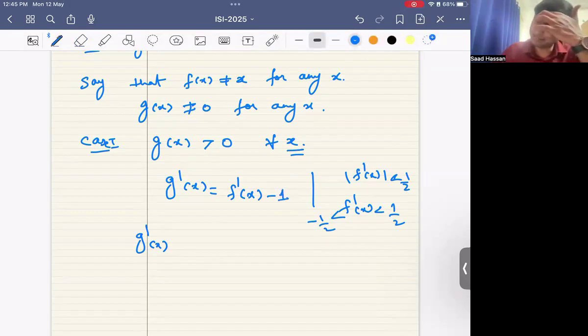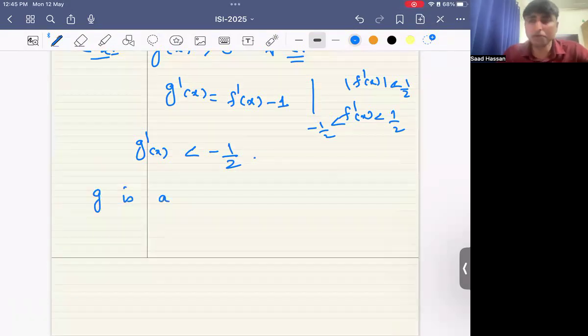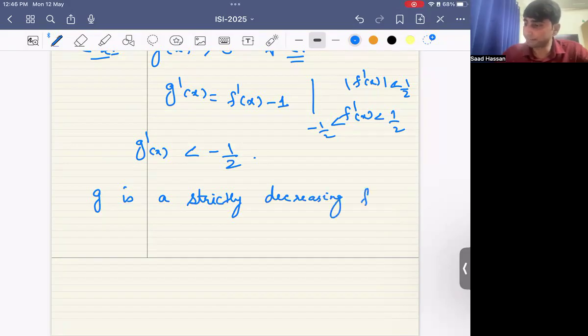So what we know is that if this number is less than 1/2, then we know that this number is less than -1/2. So we can say that g is a strictly decreasing function क्योंकि g का डेरिवेटिव जो है वो negative है. g is a strictly decreasing function. So you agree to this.